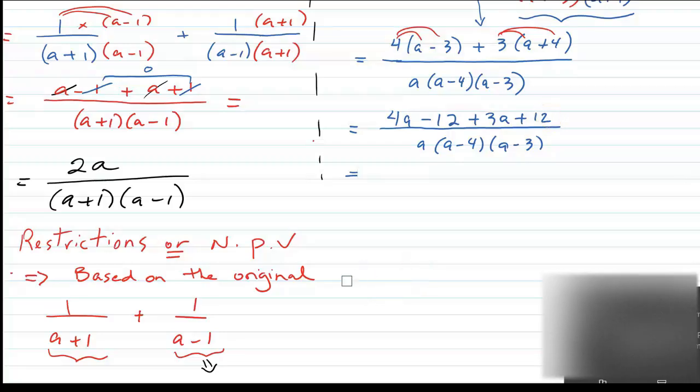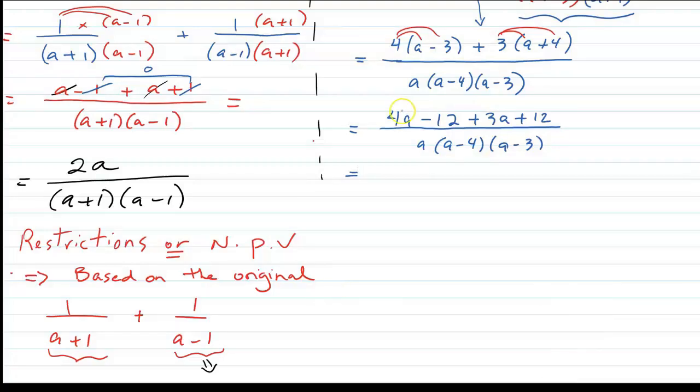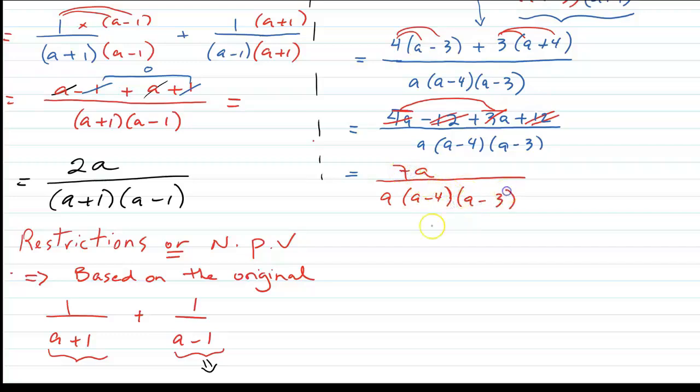And the last thing you have to do is to collect like terms. So we have 4a and 3a we are adding, so that would be 7a. So that's taken care of. Minus 12 plus 12, that's 0. So we don't have to worry about that. So 7a all over a times a minus 4, a minus 3. And that is your final answer.